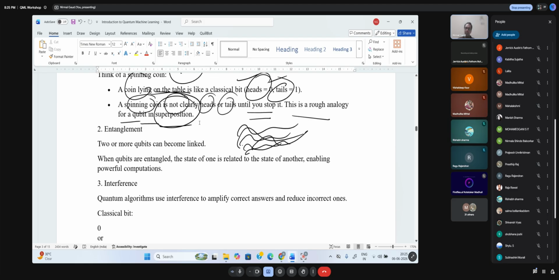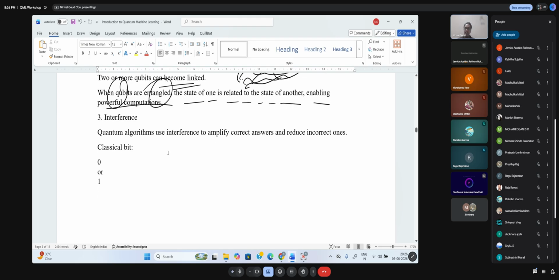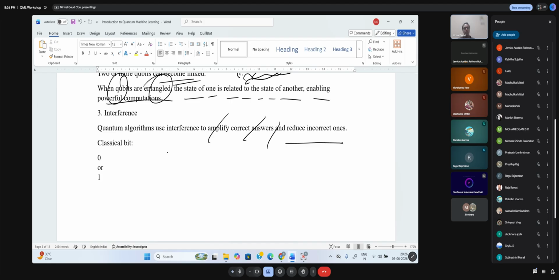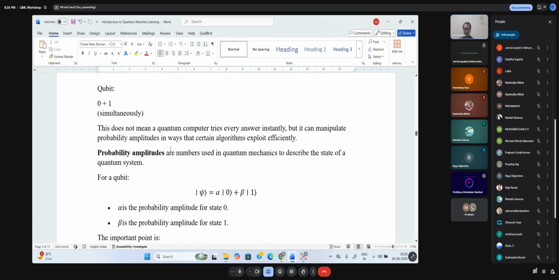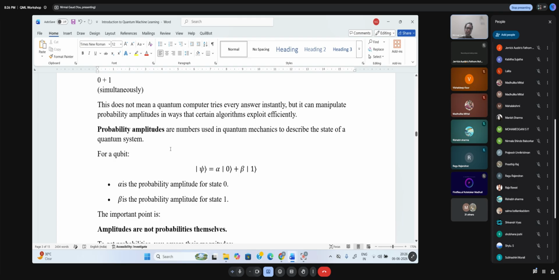And then what about this entanglement? Two or more qubits can be linked together. When qubits are combined, the state of one is related to the other, enabling powerful computations. So we can combine two or more qubits. And interference means to amplify correct answers and reduce the incorrect ones. That is what interference is. Here, I'm not talking about only probability or a particular value. I am talking about probability amplitudes.